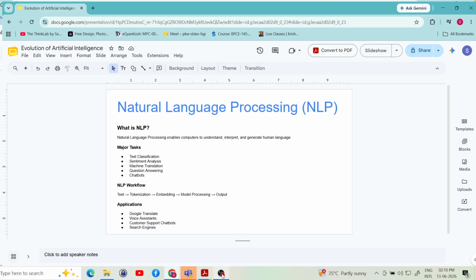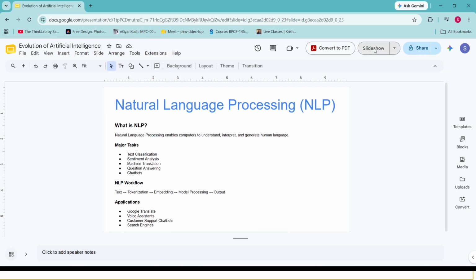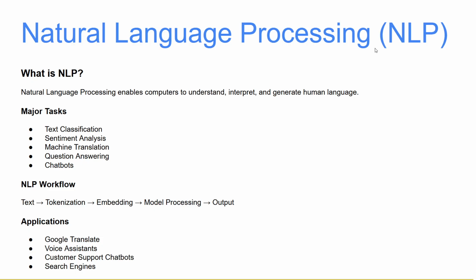So what is natural language processing? Natural language processing focuses on the interaction between the machine and human language, right? It allows machines to read, understand, and respond. For example, it includes the chatbot, translation system, voice assistant. Early NLP systems were rule based, but with the help of deep learning, NLP became more powerful.